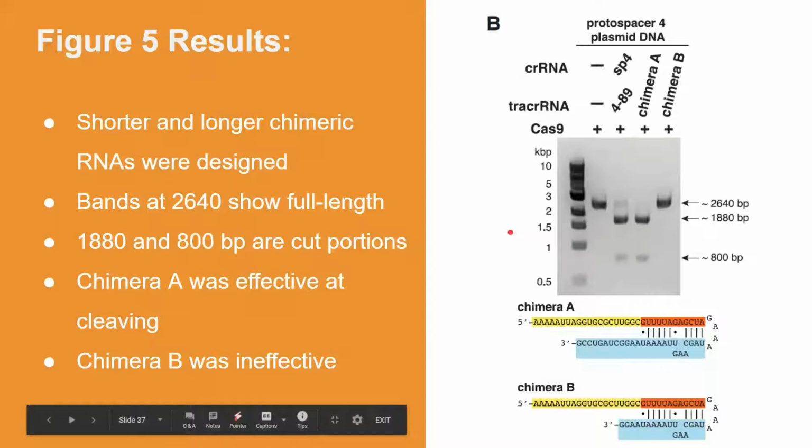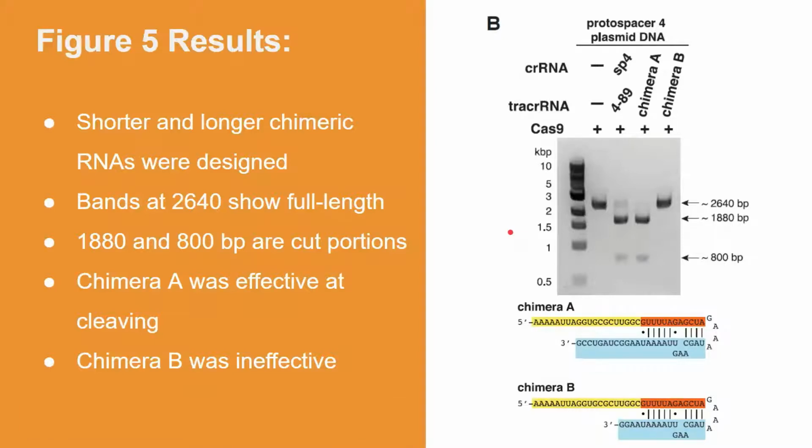The linearized plasmid without cleavage by Cas9 was about 2,640 base pairs in length. And once it was cut, the pieces were approximately 1,880 base pairs and 800 base pairs. We can see in the leftmost lane that there was a ladder that was used to determine how many base pairs were present.